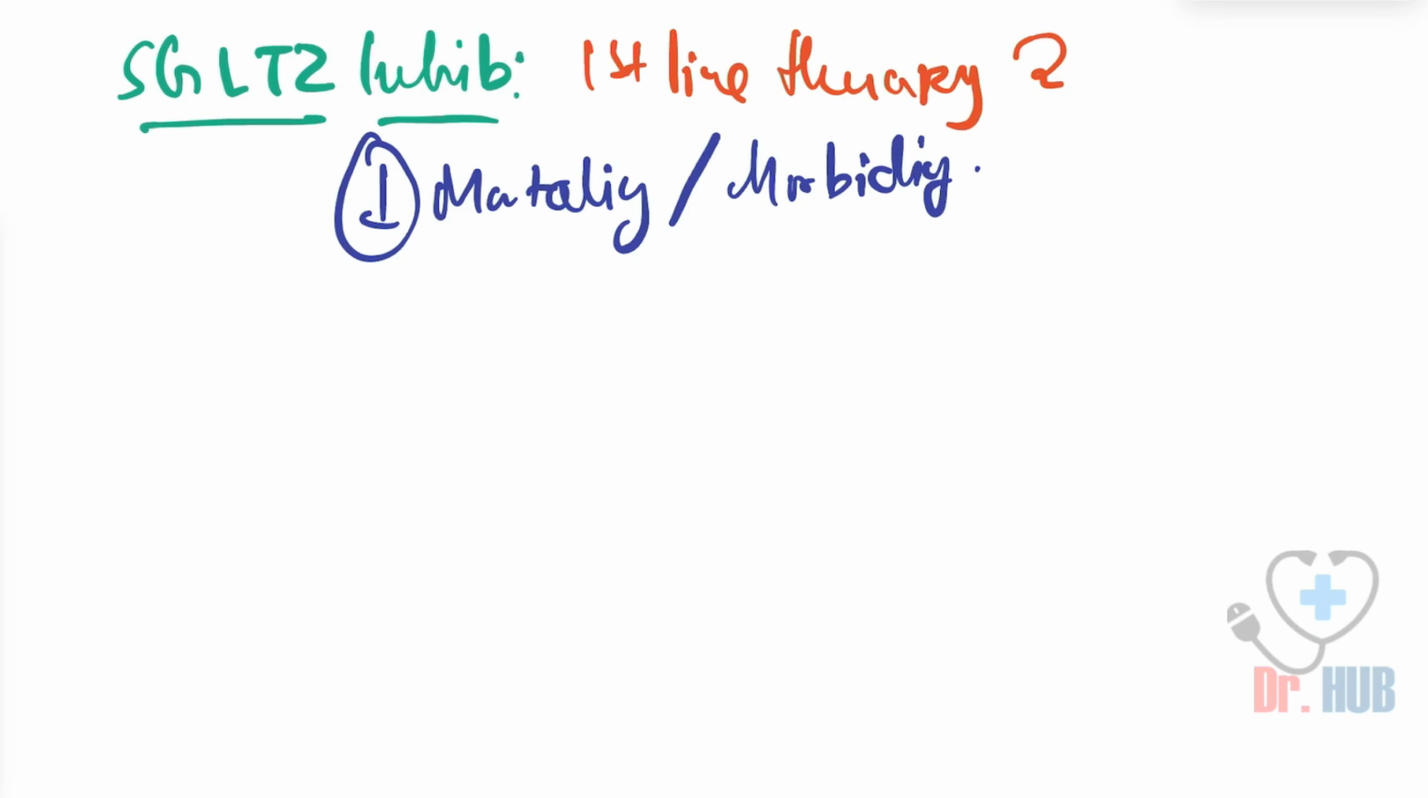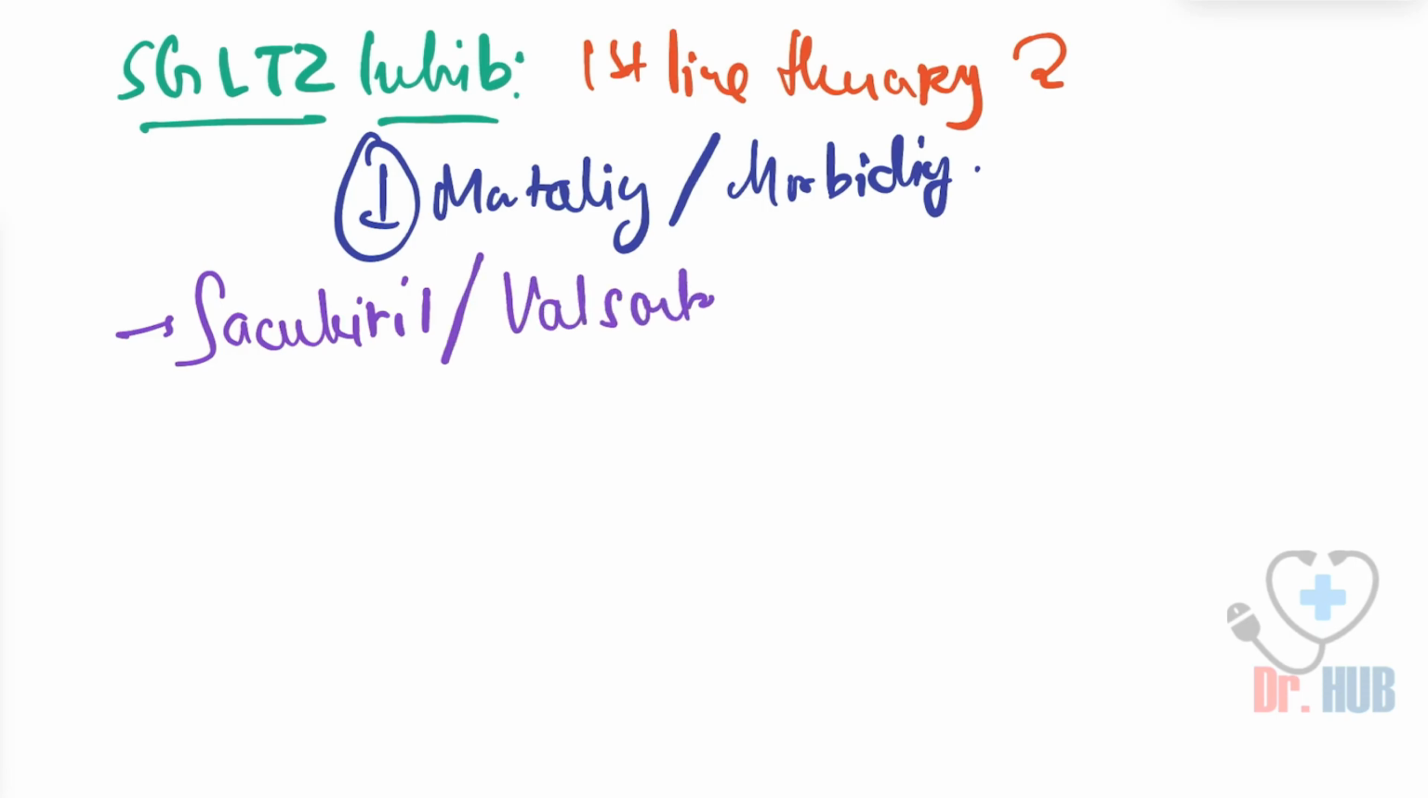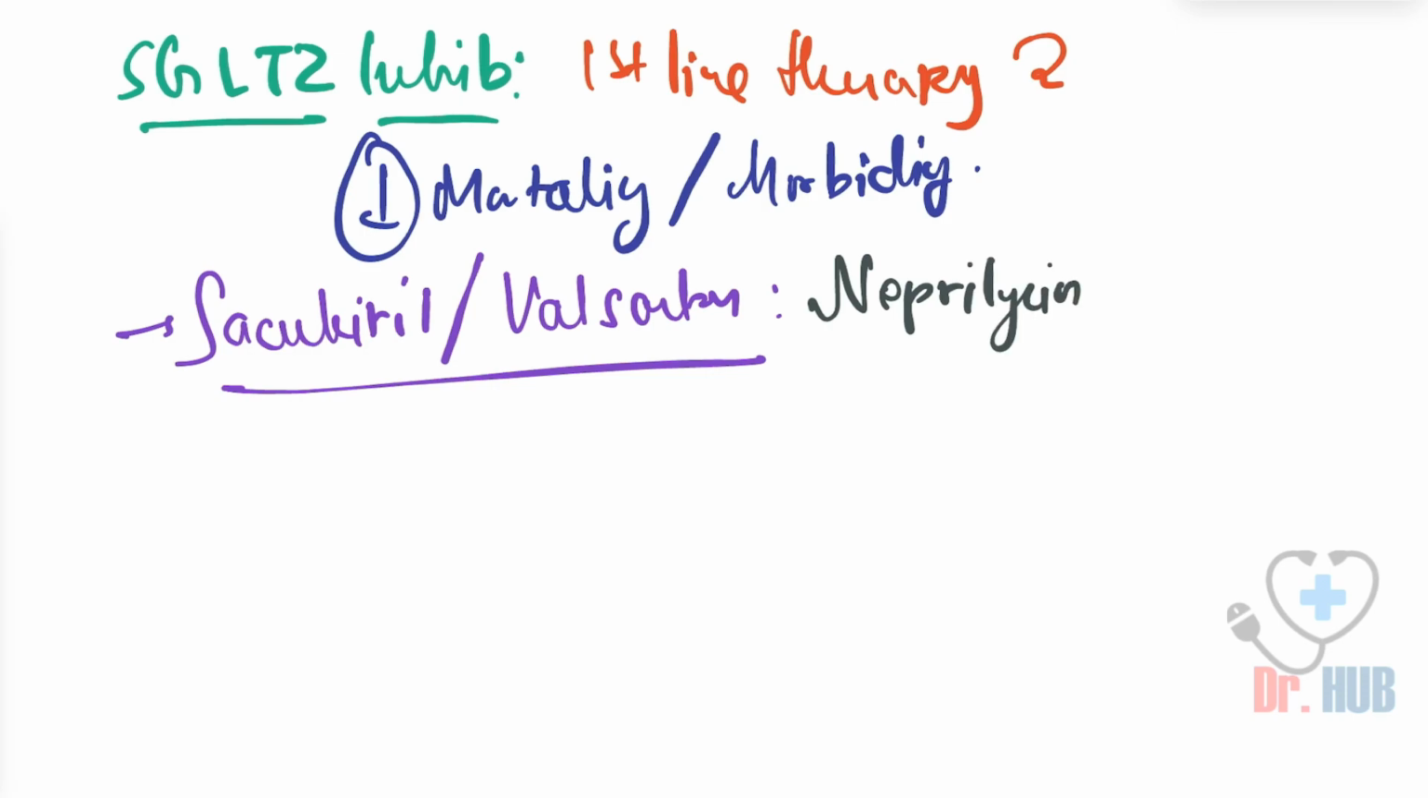Then we look at sacubitril or valsartan. They are nothing but neprilysin inhibitors, or ARB or ARNI.